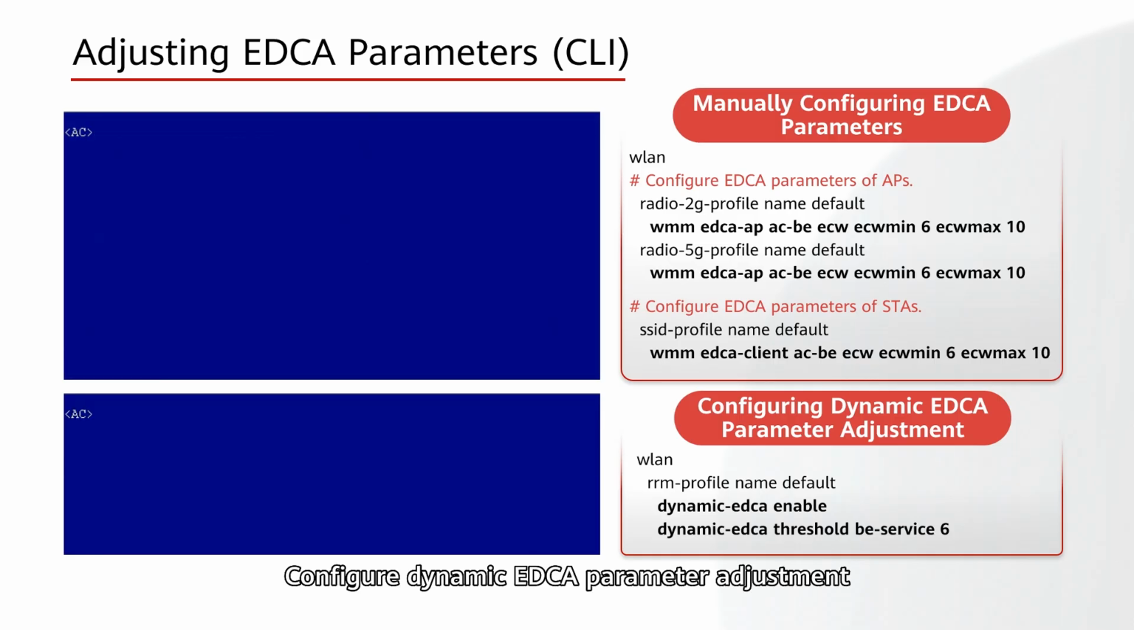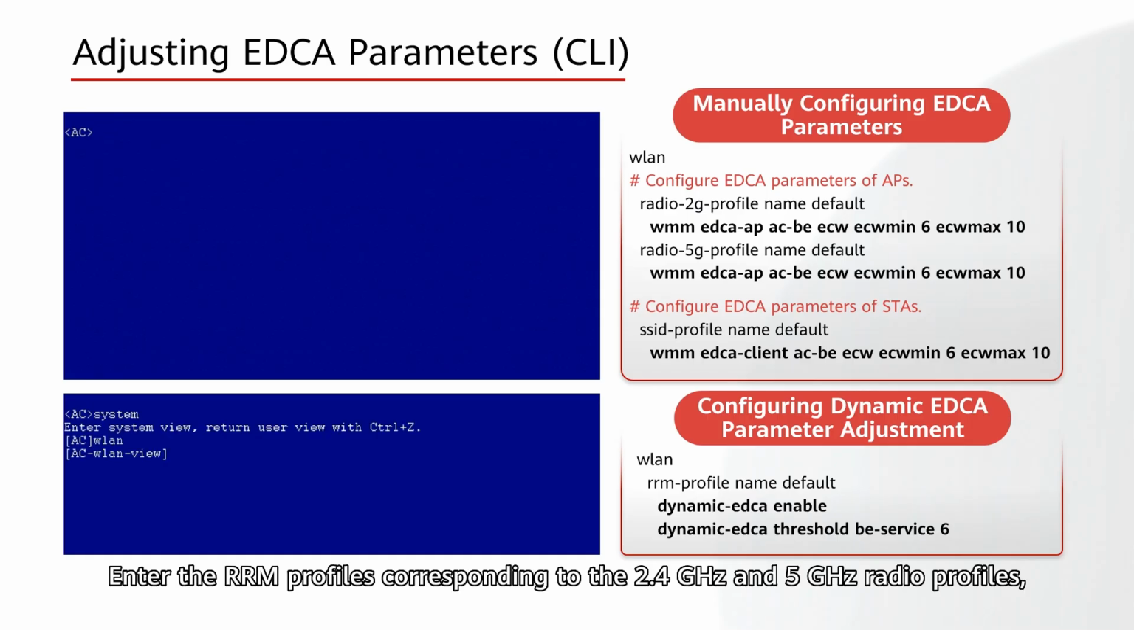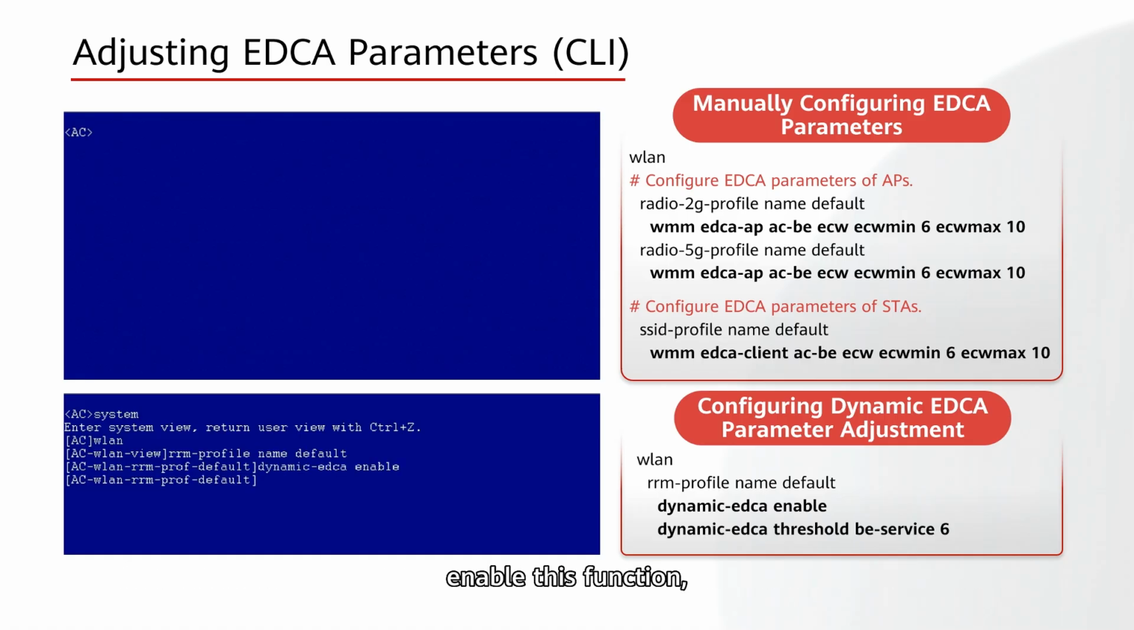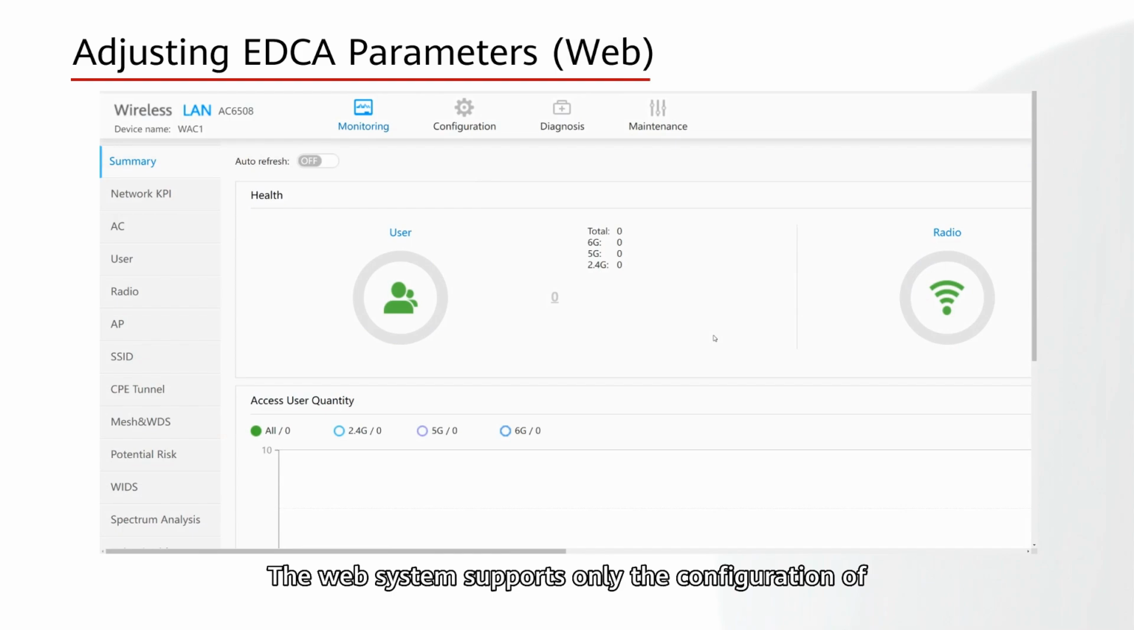Configure dynamic EDCA parameter adjustment in high-density scenarios. Enter the RRM profiles corresponding to the 2.4 GHz and 5 GHz radio profiles, enable this function, and set the best effort service threshold to 6. The web system supports only the configuration of dynamic EDCA parameter adjustment.